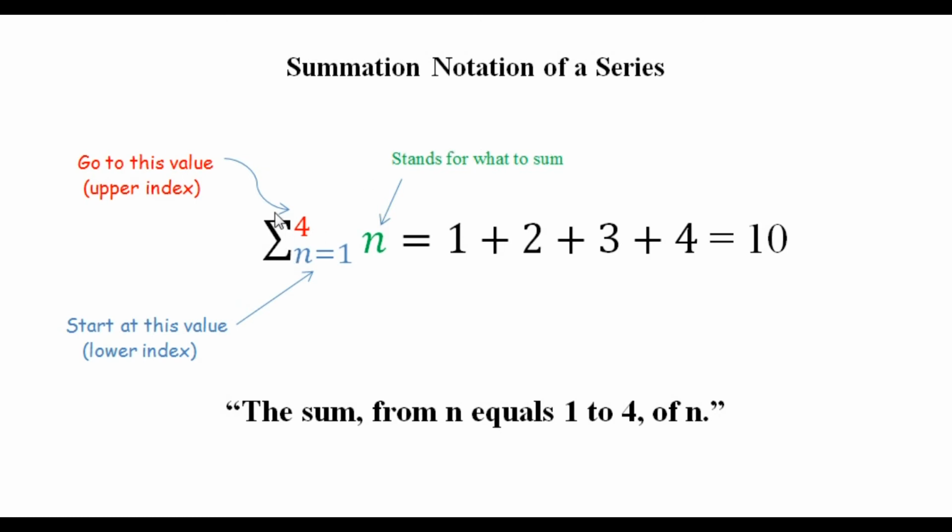So this symbol sigma means to sum up all the terms of n from n equals 1 to n equals 4. So substitute 1 in for n, and then 2, 3, and 4, and you sum up all those values to get a series of 10. This summation notation can be read the sum from n equals 1 to 4 of n.